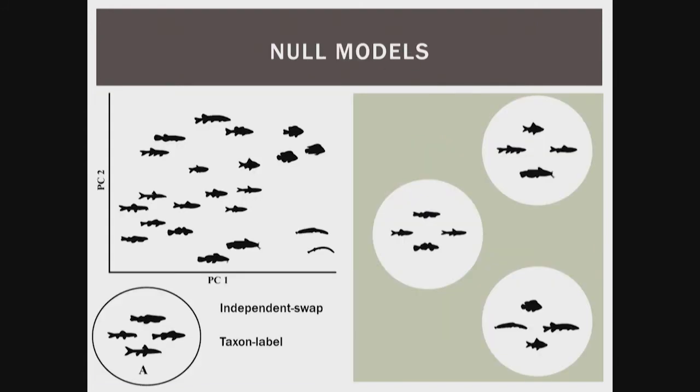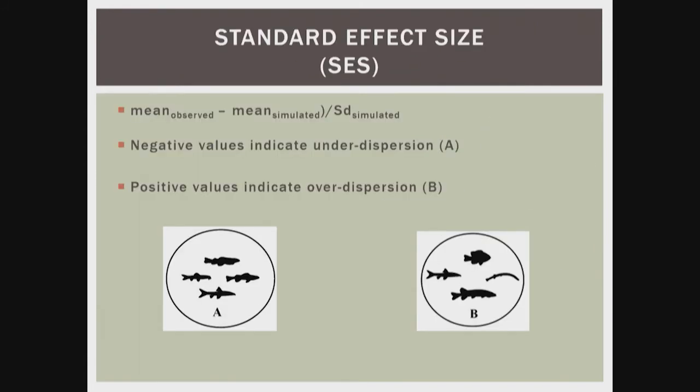And so to create these models, what I did is, if this is my regional species pool, this is my local species pool, I would randomly select species from this regional species pool to create random communities, and then compare that to my observed values. And I ran 2 different selection algorithms for this: independent swap and taxon label.